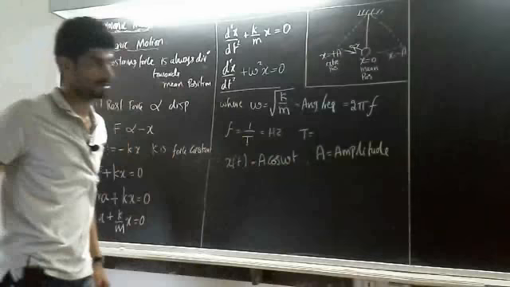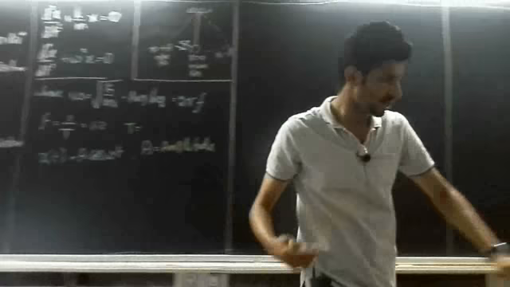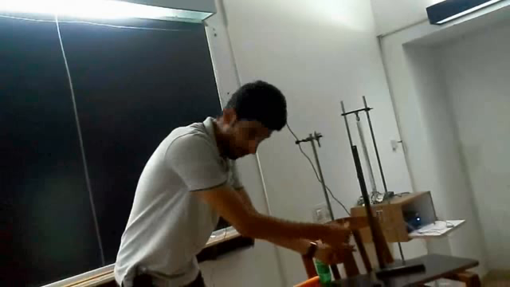The amplitude is defined as the maximum displacement from the mean position to the extreme position. You measure the maximum displacement from the mean position to the extreme position. So here I have a simple pendulum, as I told you many times. From the middle position, that is the equilibrium position, measure the maximum displacement. That is going to be the amplitude.